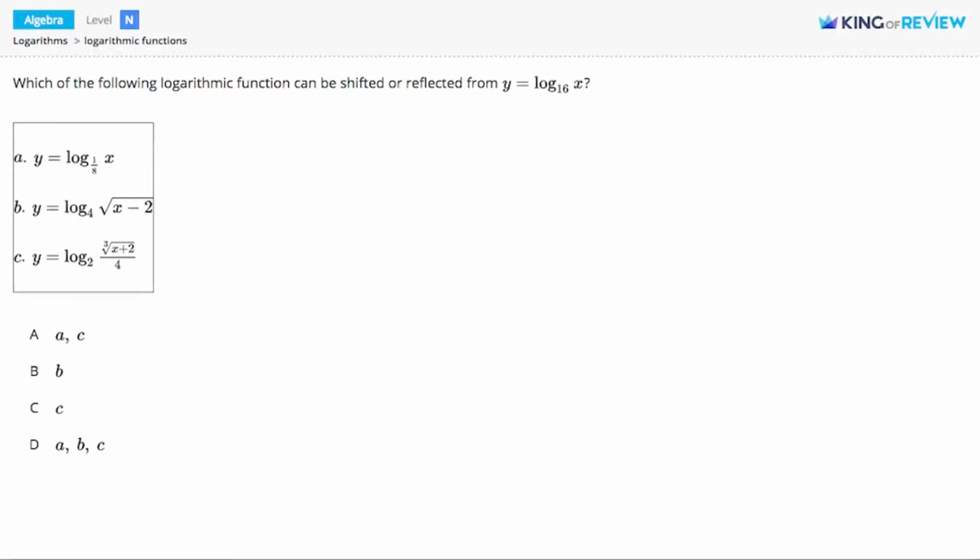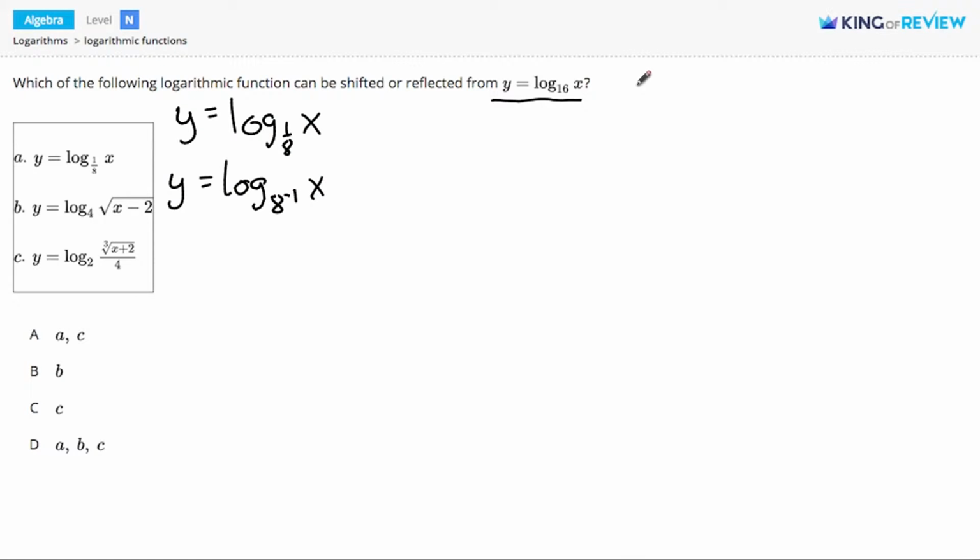Here we have three functions, and we need to see if they can be written as shifts or reflections of y equals log base 16 of x. Let's start with the first one, y equals the log base 1/8 of x. Now it would be nice to write 1/8 as a power, since logs are all about powers. 1/8 can also be written as 8 to the negative first power.